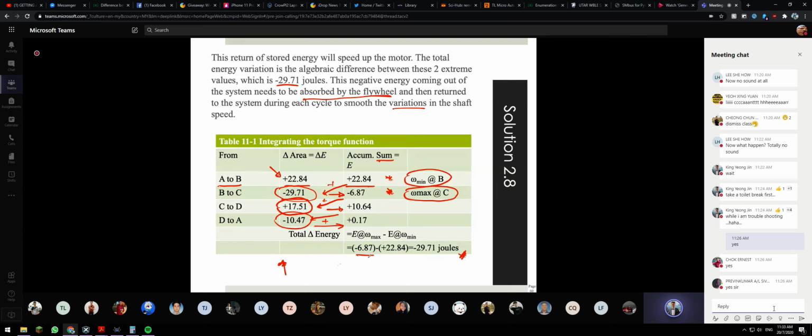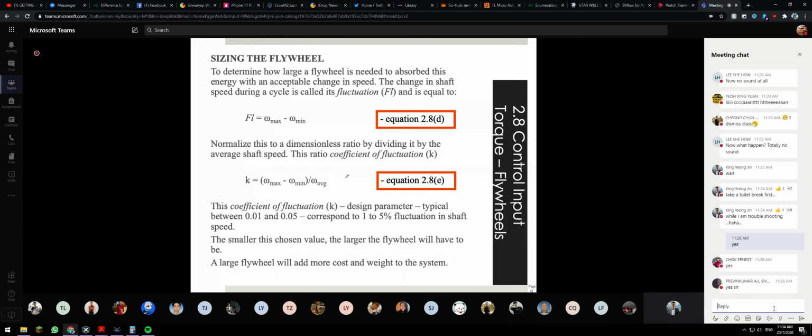So it's negative 6.87 minus 22.8. So we get negative 29.71 joule. So this is the total. So we total it up. Okay. So now we can size the flywheel.